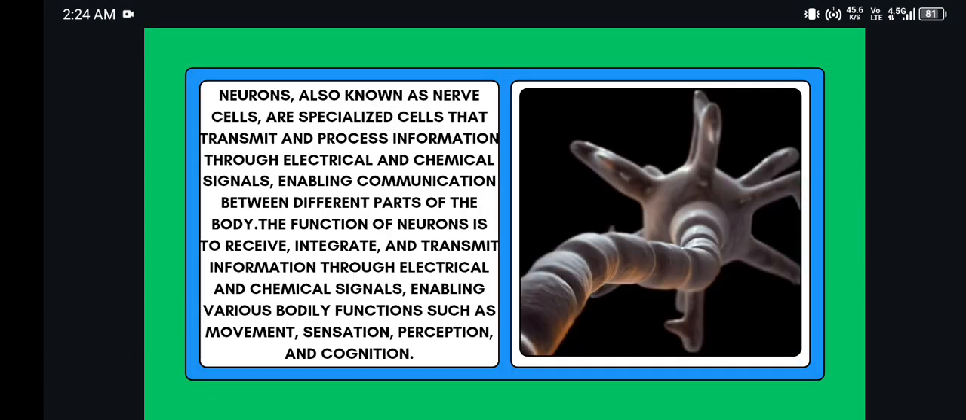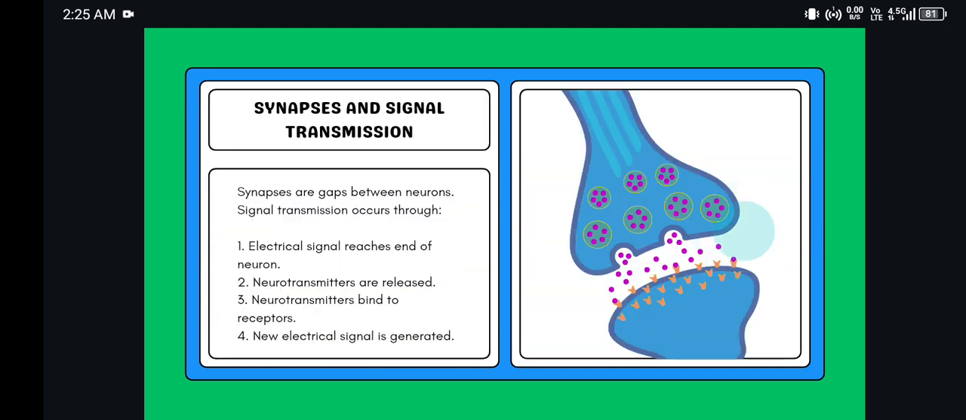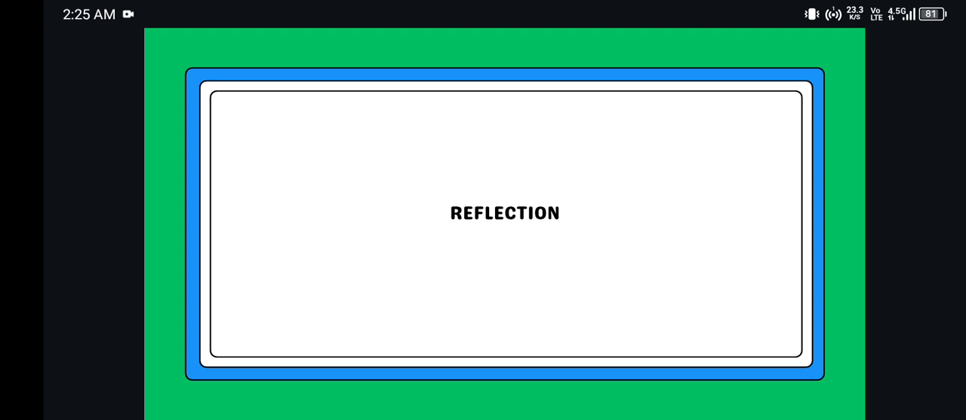The neurons consist of four major components, which are the dendrites, the cell body, the axon, and the terminal buttons. The dendrites receive signals from other neurons. The cell body contains the nucleus and produces proteins. The axon transmits signals to other neurons, muscles, or glands, while the terminal buttons release neurotransmitters into the synapse. So in that manner, we have covered the nervous system.